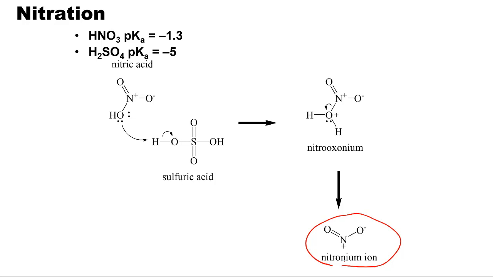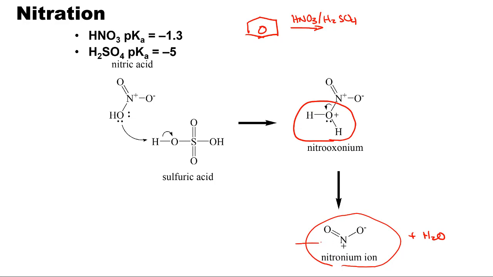So when you see this on a reaction arrow for the nitration, you'll see something like this, HNO3 and H2SO4. The H2SO4 will actually protonate the nitric acid because it's a much stronger acid than nitric acid, and as a result, this part of the molecule will break off and give us water. And the part that is used in the reaction, this is the nitronium ion, which is the electrophile for the reaction.